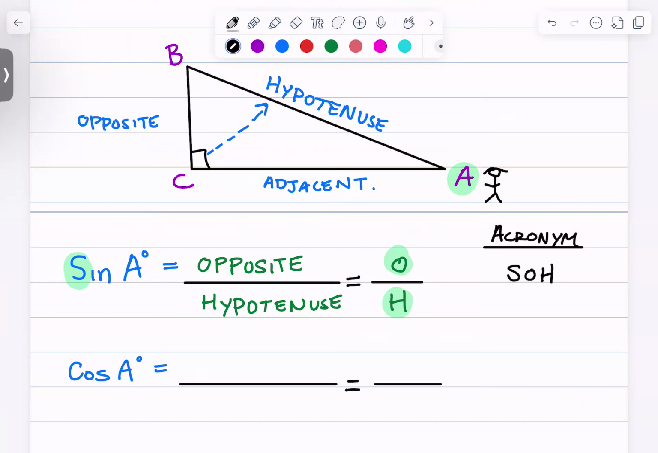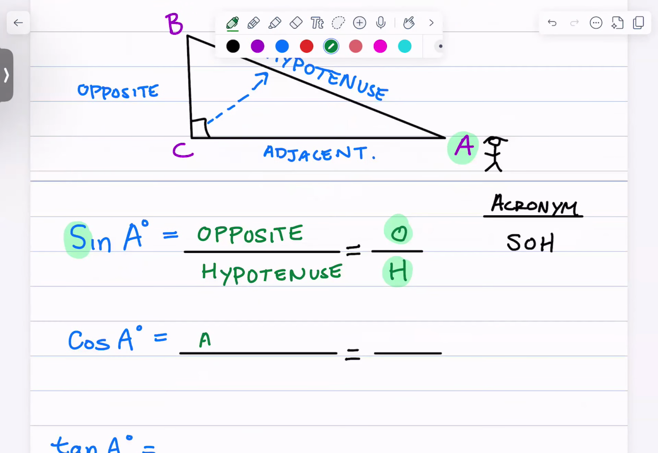All right. Cosine of angle A is going to be your adjacent side over your hypotenuse, or A over H. And again, if I just get the first letters here, then we're going to have C, A, H, right?